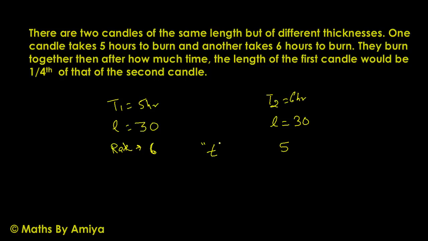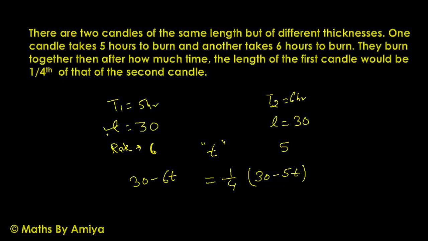Assume again the time is t. So in t hours, it would burn 6t. Why so? Because in 1 hour 6 centimeter or meter, then in t hours it should be 6t. Again in this time t, the burning would be 5t. What is the length left? That is length minus burnt length. Assume that 30 centimeter is the total length. Burnt length was 6t. So the length left is 30 minus 6t. And here the length left is 30 minus 5t. Again by this, we have 1/4 of that of the second candle. So this goes with 1/4. And we solve this equation, we'll get the answer.